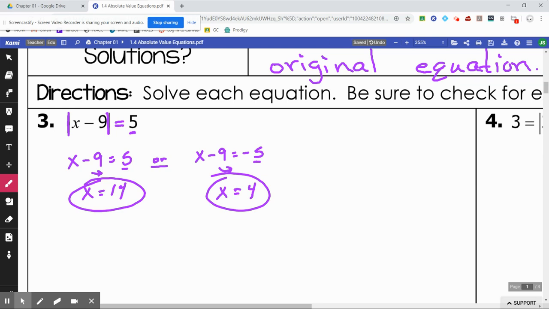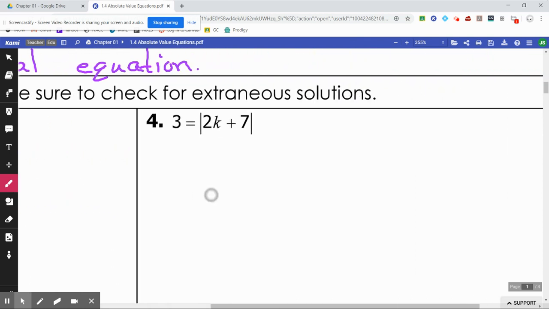Now on this one, I will check. Go back to your original, take out the x, put in first off 14. 14 minus 9 is equal to 5. The absolute value of 5 is 5. That's a check. Yeah, that works. Plug in 4. 4 minus 9 is -5. The absolute value of -5 is also 5. Check. That works out.